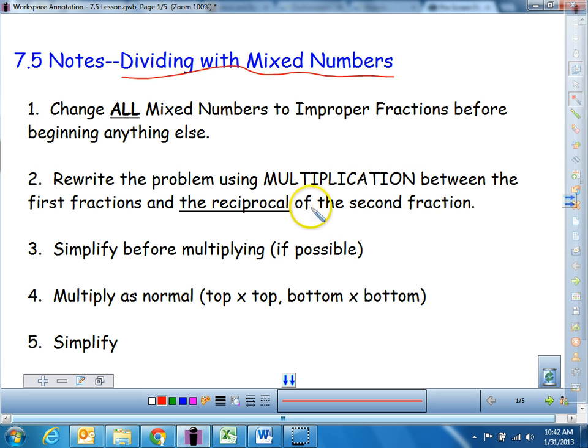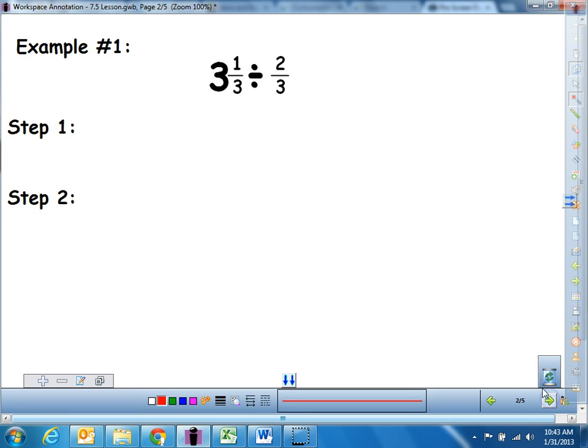Then, just like we learned in our last lesson, we're going to rewrite the problem as multiplication and flip that second one, and then simplify before multiplying if possible. Multiply as normal. Make sure it's simplified at the end. So these are your steps. I want to see these in your notes tomorrow. So make sure you take the time to write them down. Here we go. Let's go ahead and get started.